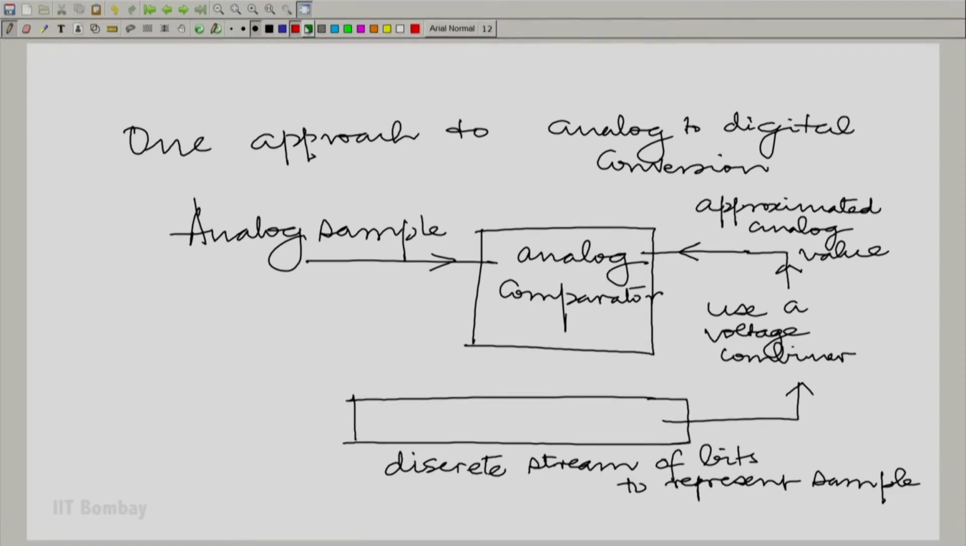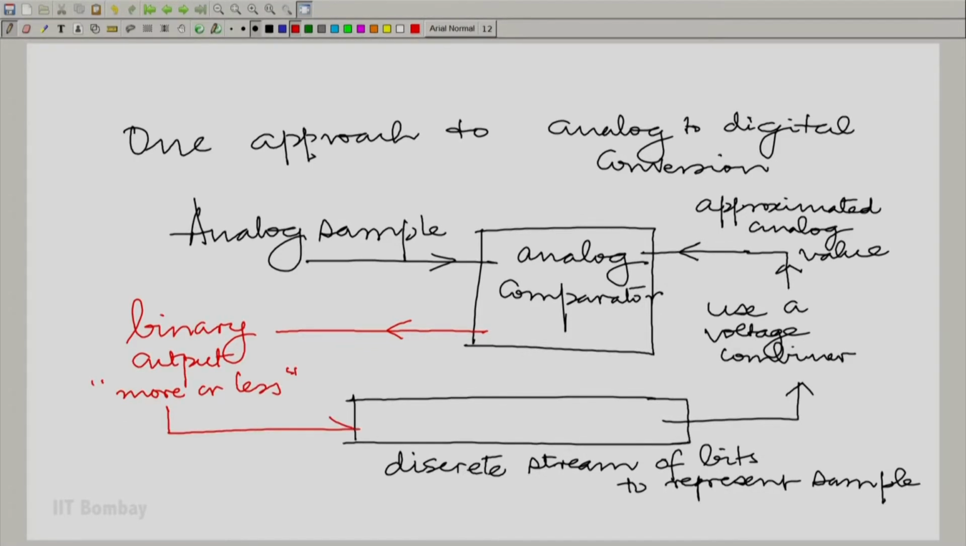The analog comparator generates a difference, or it says more or less, generates a binary output, more or less, which then tunes the discrete stream of bits. So, let me explain what are we really doing here. For example, suppose this discrete stream of bits had 8 bits in it.